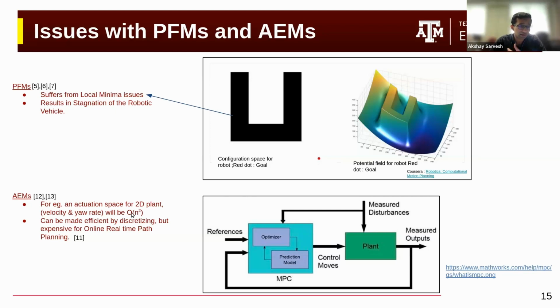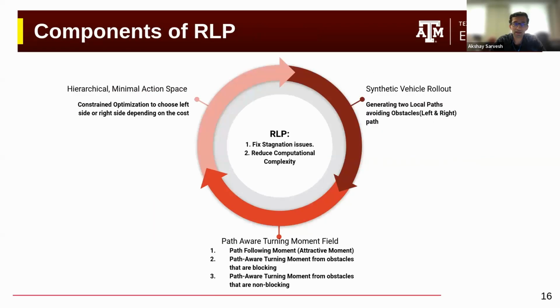And with AEMs, that is active exploration methods, like I already mentioned, if the actuation space for a 2D planner happens to be velocity and yaw rate, for example, the actuation space is going to be O(n squared). It could be made efficient by discretizing, but it still is a bit expensive for real-time path planning.